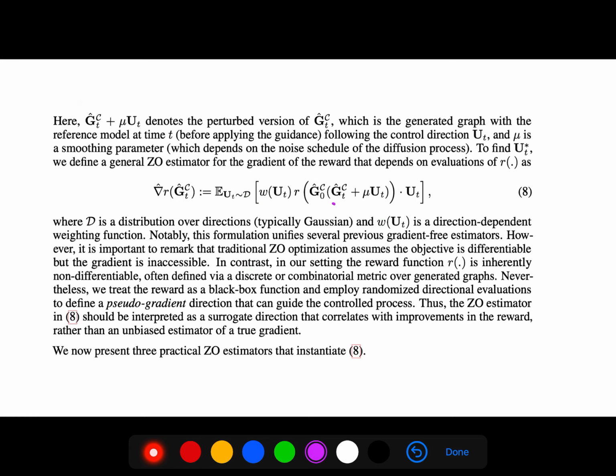So here the summation is a perturbed version of G hat. Instead of G hat, we use a perturbed version of that. So it's the graph generated with the reference model at time t before applying the guidance. Following the control, then we have this control direction. So mu is a smoothing parameter. So to find U star, we define a general ZO estimator for the gradient of the reward.